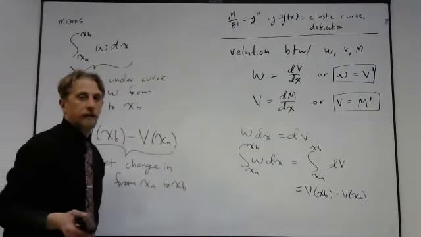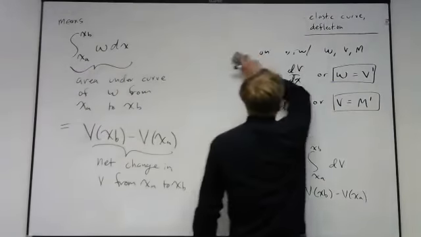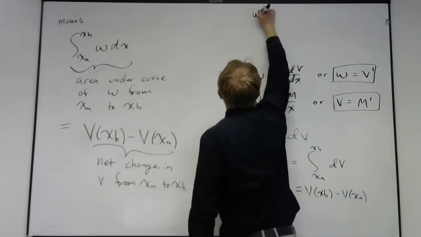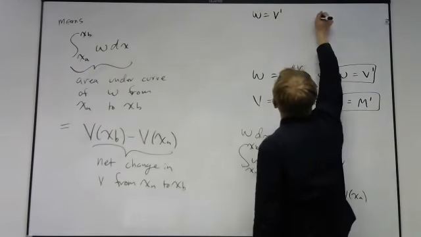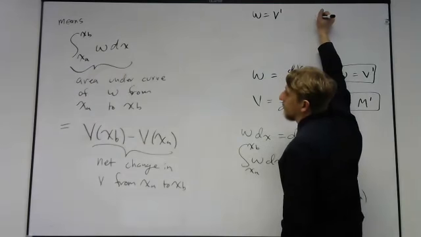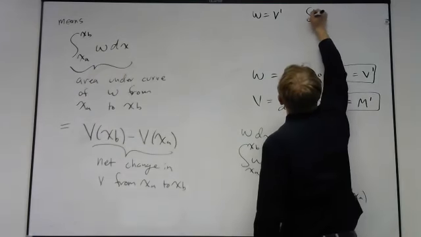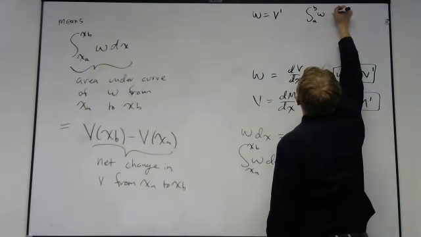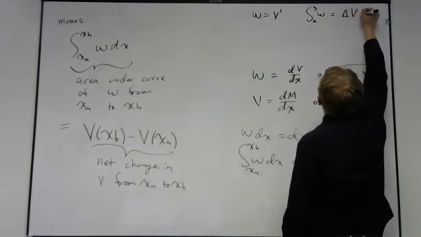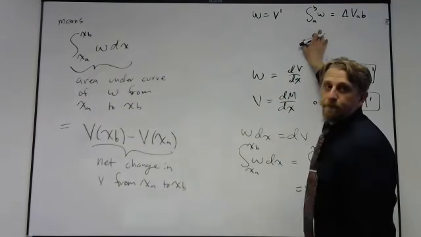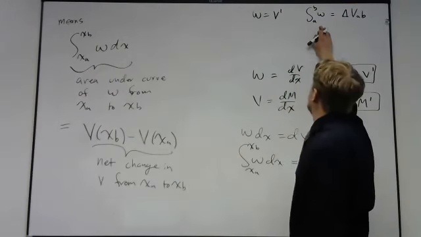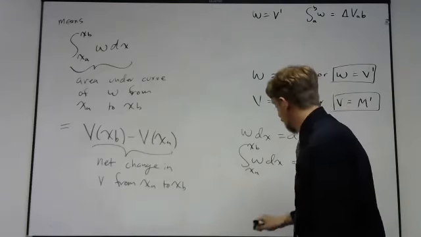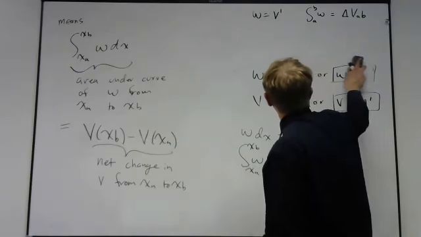Let's put our useful formulas up in a box. We're going to be using them a lot. Our first thing, W is V prime. And our second thing, I'm going to denote in shorthand what I've written there: the area under W is going to be the change of V from A to B.